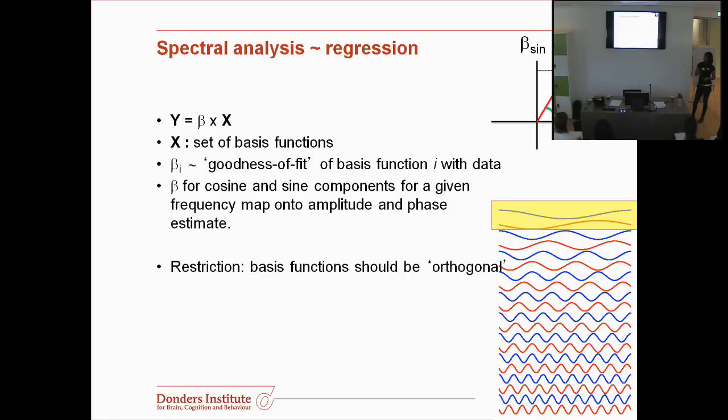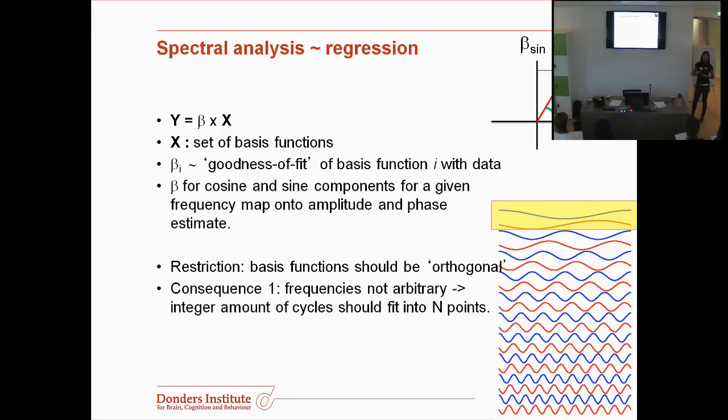Okay. Now it's important to keep in mind that your basis functions should be orthogonal. And the reason for this is so that each basis function can explain a unique amount of variance in your signal. But if you don't remember that, the important part to remember is that the orthogonality restriction applies 2 consequences when you're doing spectral analysis. The first one is that the frequencies that you use to estimate your signal are not arbitrarily chosen. You can't just pick the ones you like. The frequencies you can choose have to fit an integer number of cycles into your data. And the second consequence is that if your data consists of n points, you can only use n basis functions.